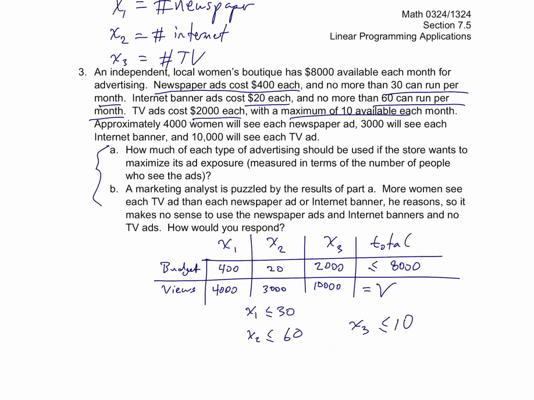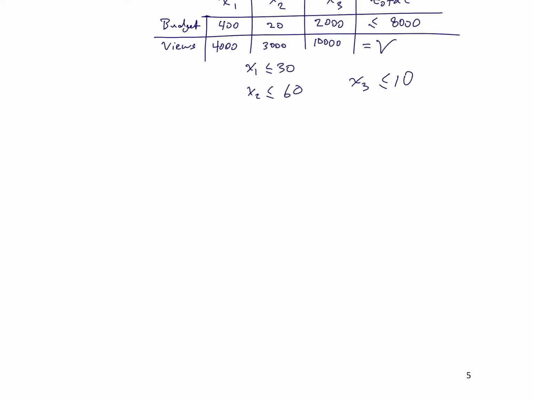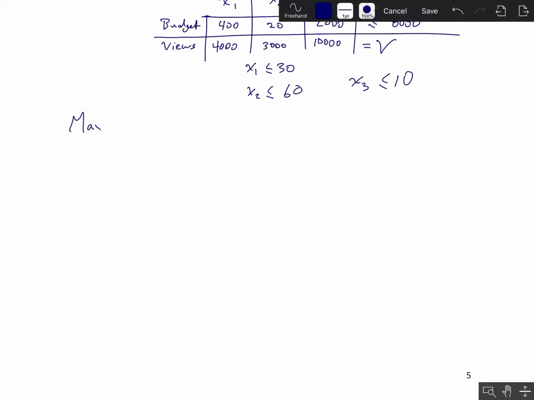Or really, I should say that some of the constraints might be redundant. So it's possible that you can get away with solving the problem without them. But it's safest just to include them all. So let's write the linear program first, and then we'll write the corresponding simplex tableau.